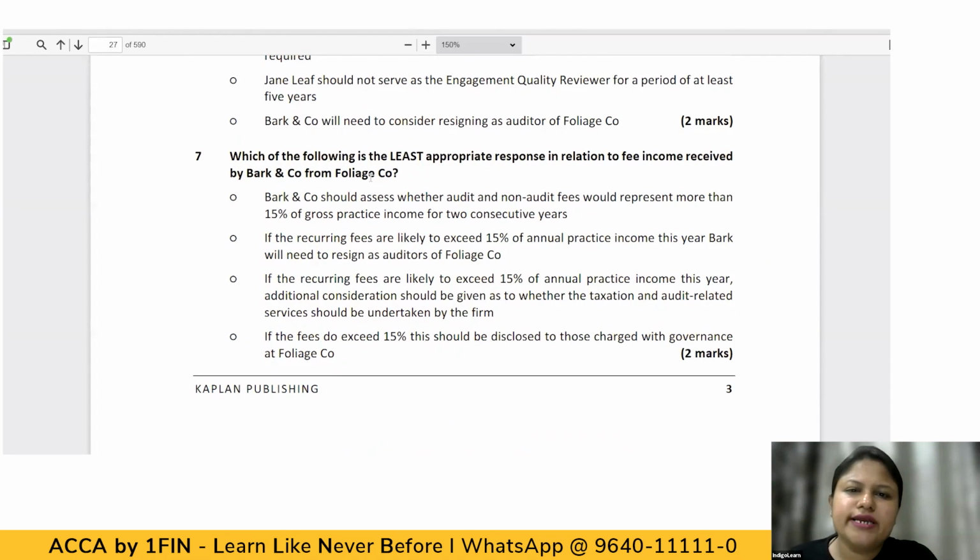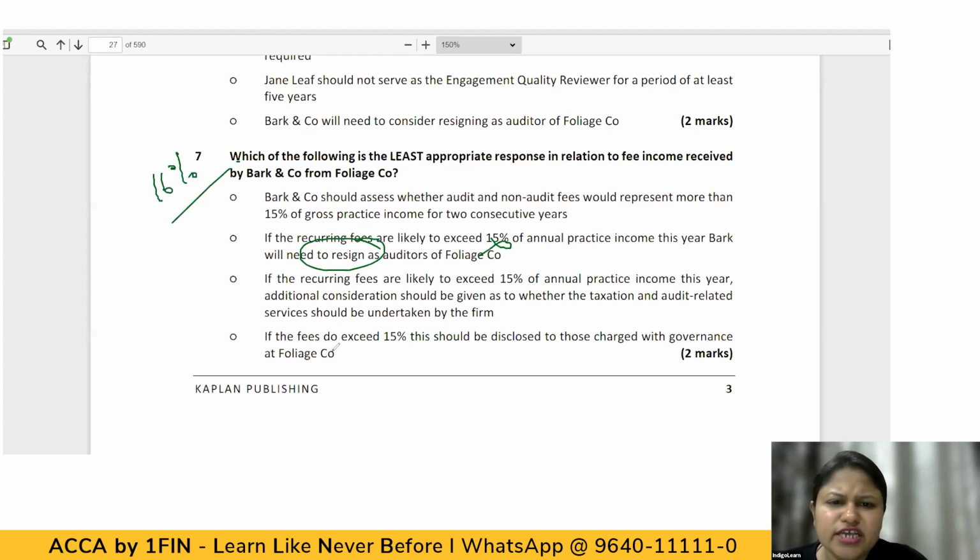Then which of the following is the least appropriate response in relation to the fee income received by Bark and Company from Foliage? So 16% is the income that you're going to receive out of the total, and in the current year it's going to be more also. Bark and Company should assess whether audit and non-audit fees would represent more than 15% of the gross practice income from 2 consecutive years. If the recurring fees are likely to exceed 15% of the annual practice income this year, they need to resign. Obviously not. If the recurring fees are likely to exceed 15% of the annual practice income this year, additional consideration should be given as to whether taxation and audit related services should be undertaken.